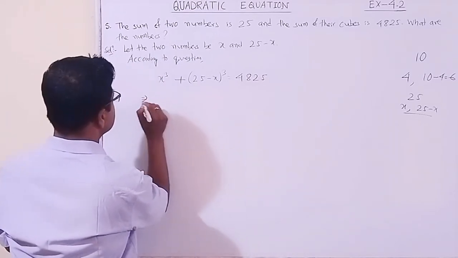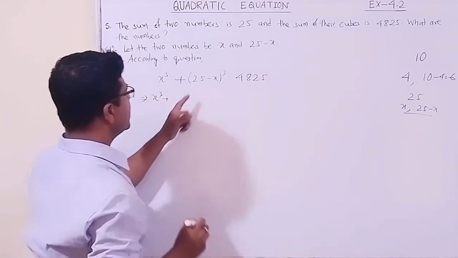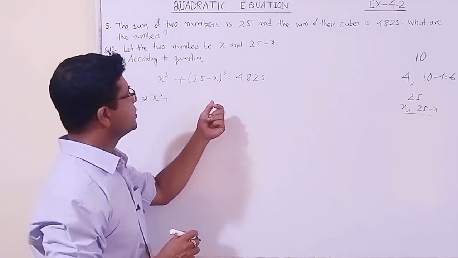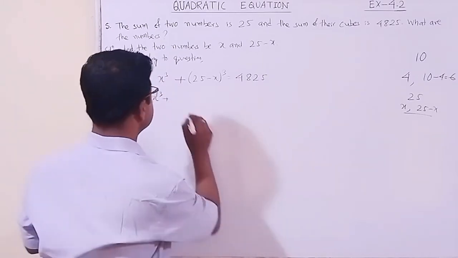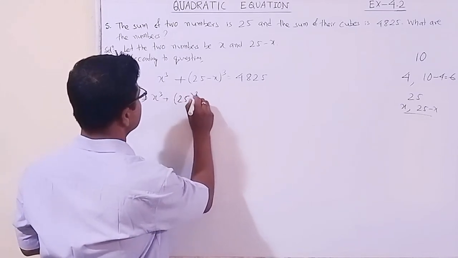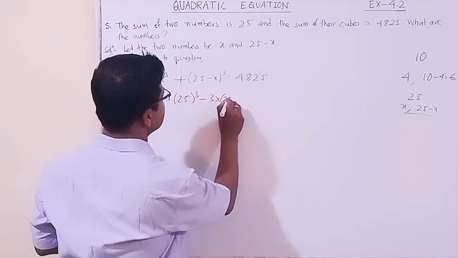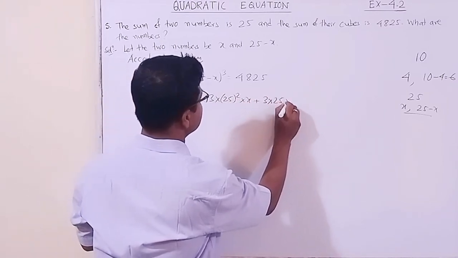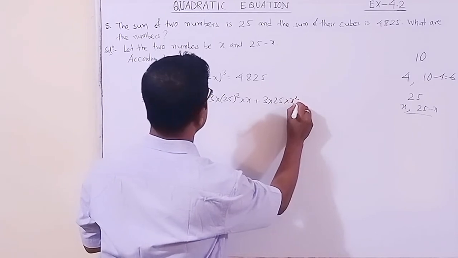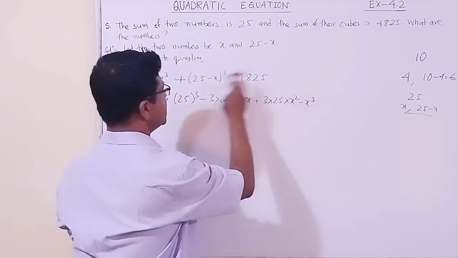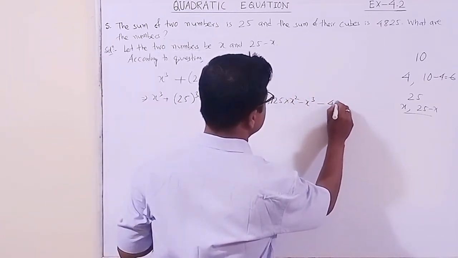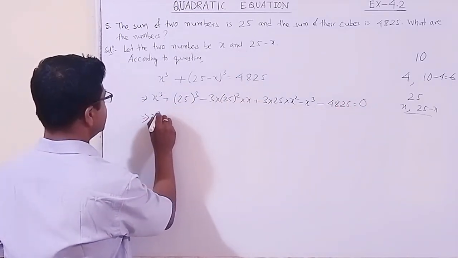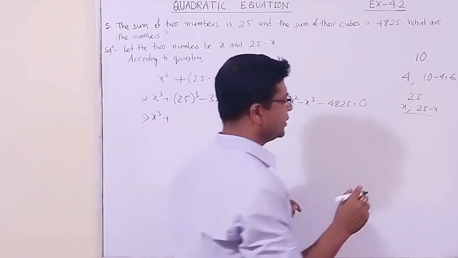Now let us expand it. This is x cube. Now this is in the form a minus b whole cube. What is the formula for a minus b whole cube? A cube minus 3a square b plus 3ab square minus b cube. A cube minus 3 a square into b plus 3a b square minus b cube. Let us take it to this side: minus 4825 is equal to 0. So this is x cube. Now what is 25 cube?